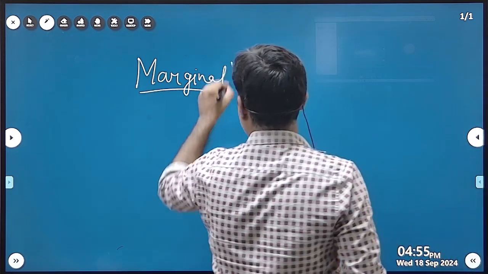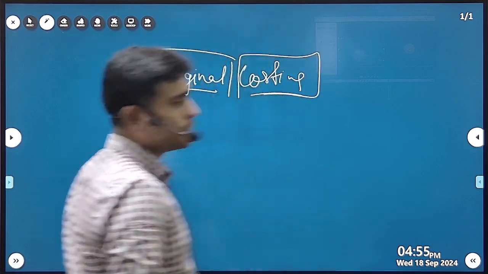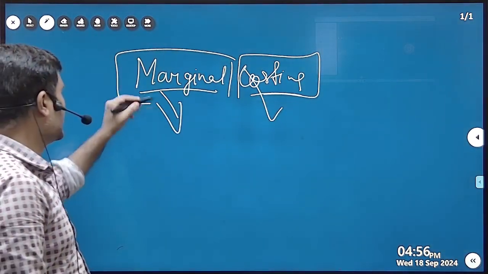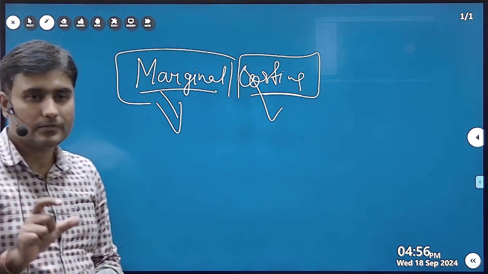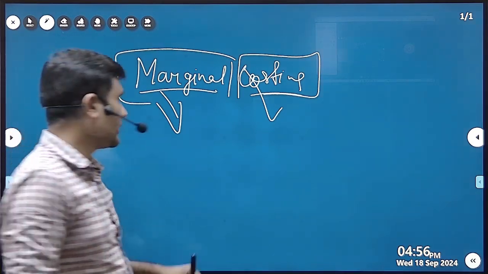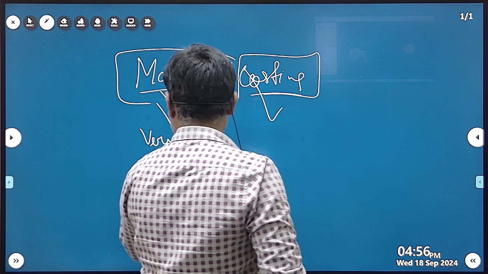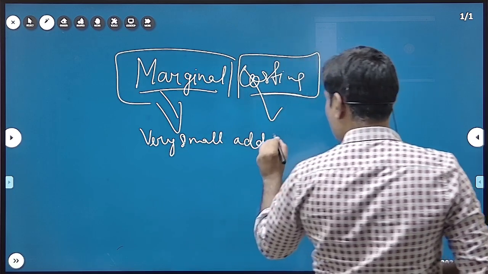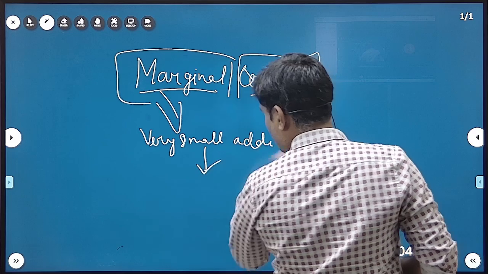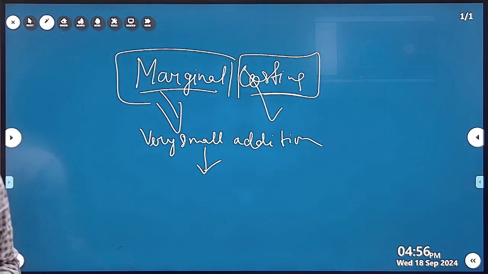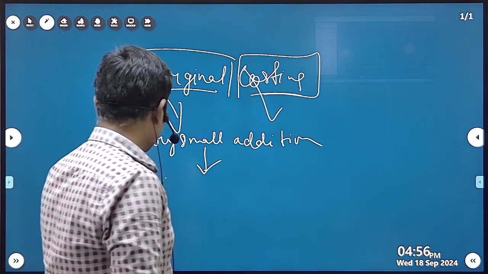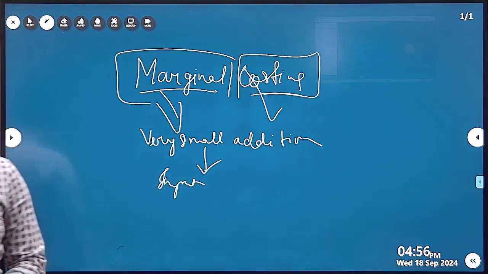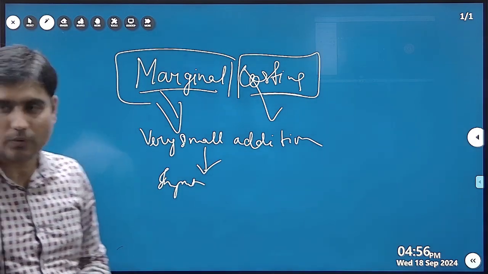Marginal costing comprises two words, marginal and costing. What do you mean by marginal? Marginal means additional, a very small addition. So in marginal costing, we will understand the impact of an increase in one unit. What will be the impact on cost if we increase one unit?